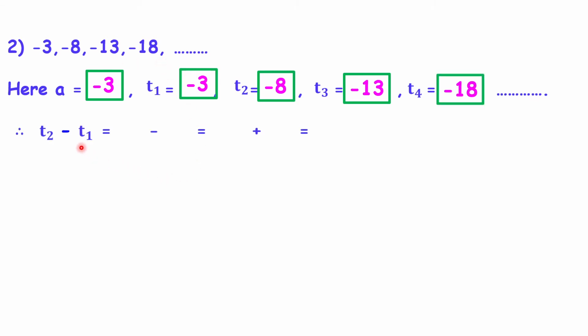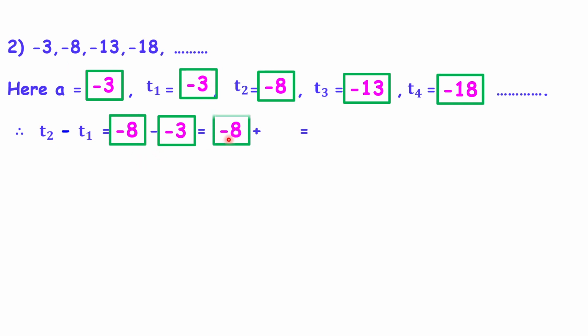Now to find the difference between consecutive terms, that means T2 minus T1. Which is the second term of this sequence? Negative 8 is the second term, minus, in brackets, the first term in this sequence, negative 3.